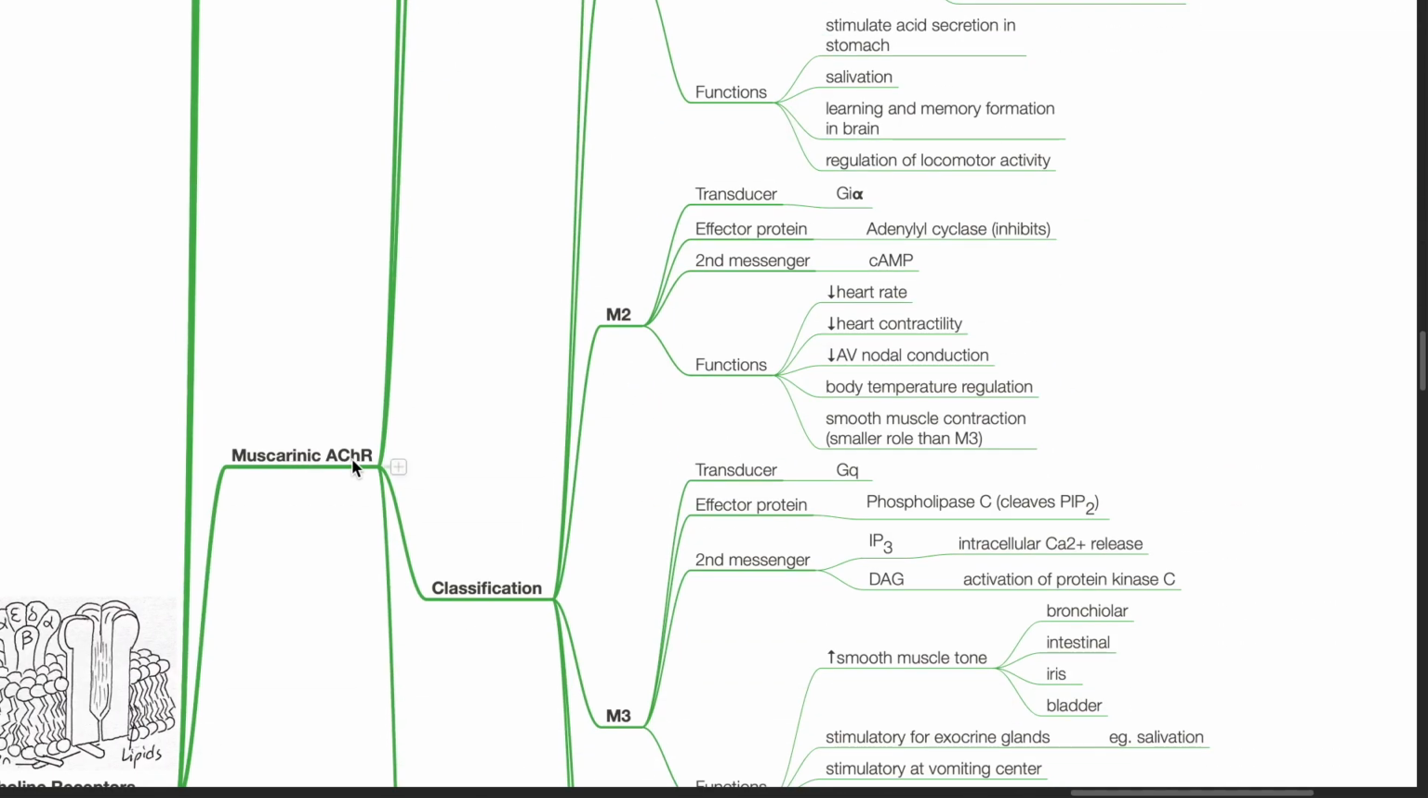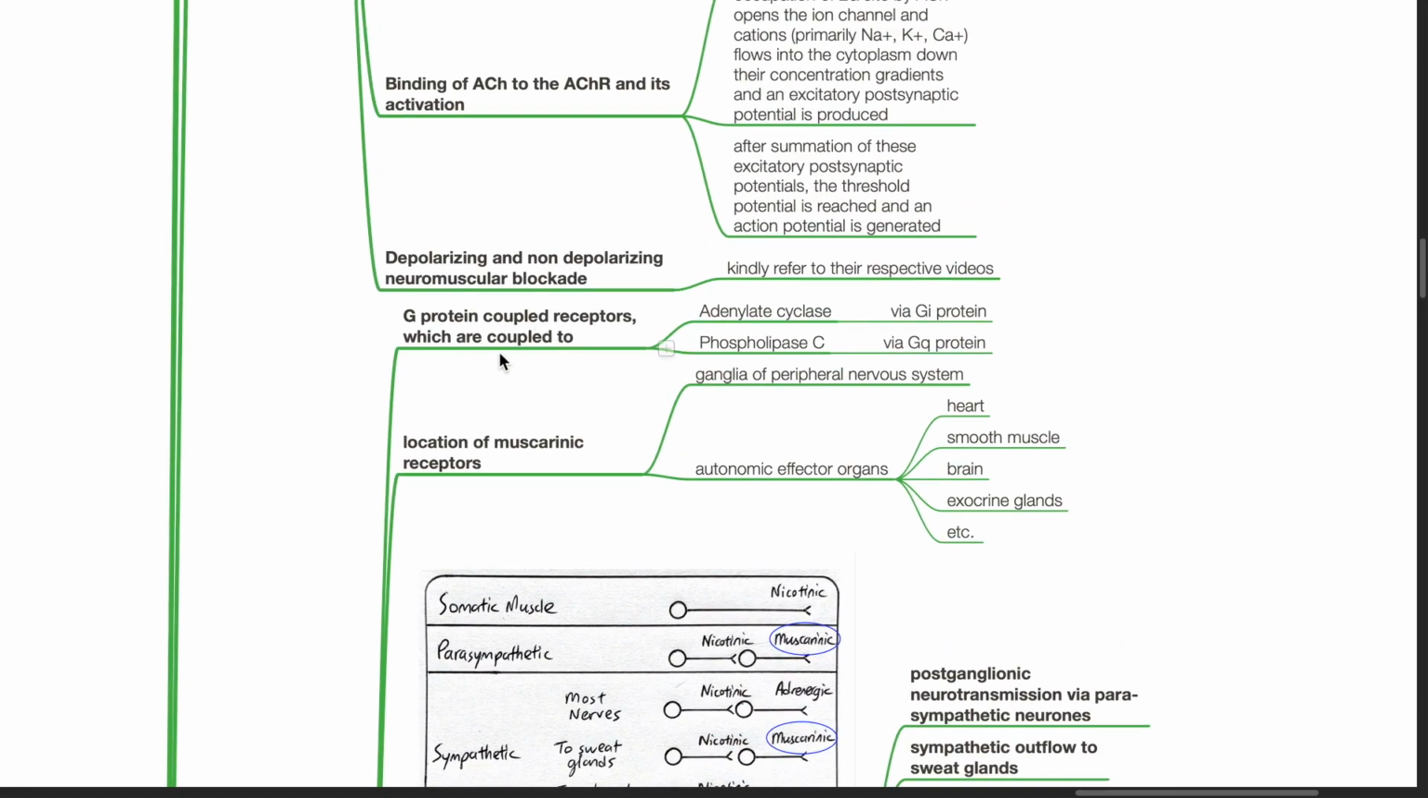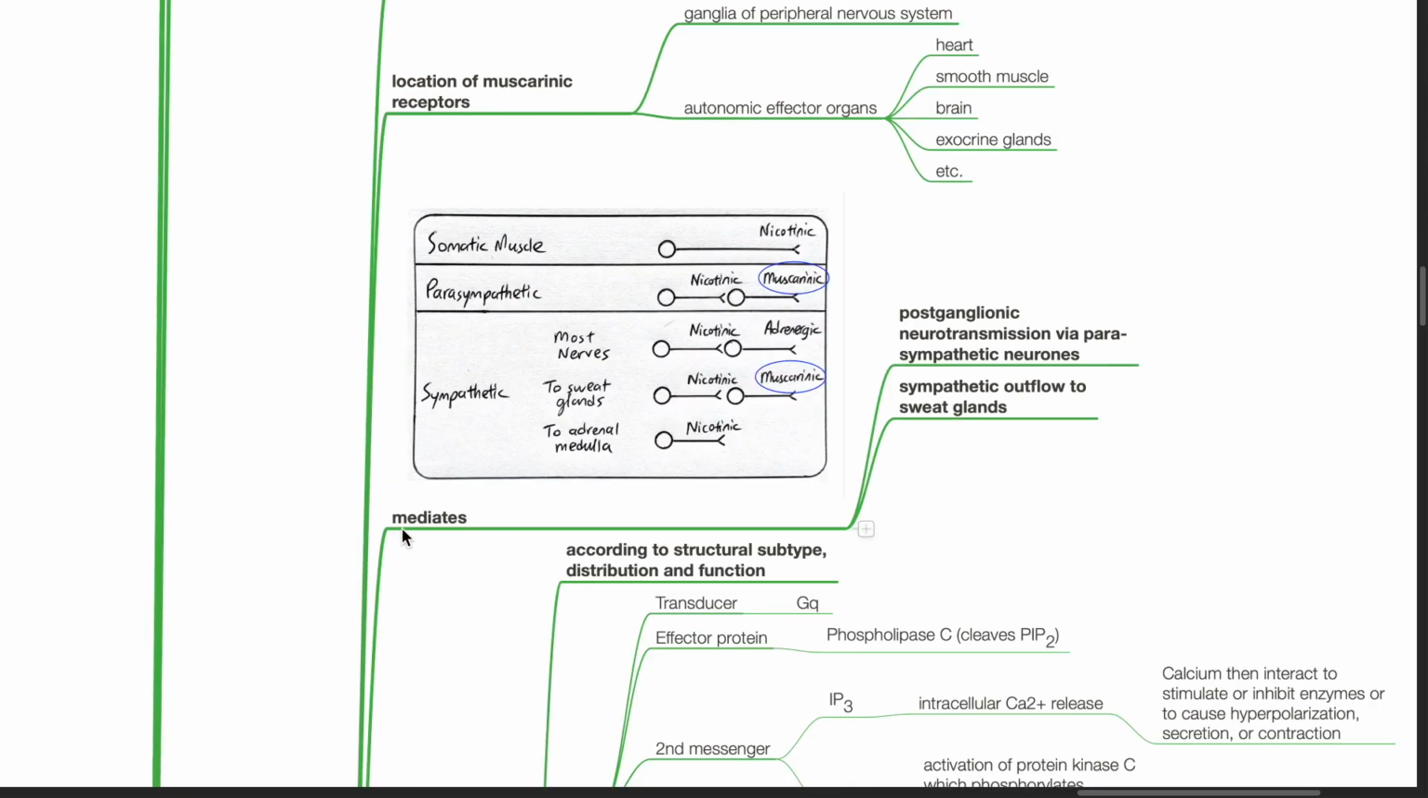Muscarinic acetylcholine receptors. These are G-protein coupled receptors, which are coupled to adenylate cyclase via Gi protein or phospholipase C via Gq protein. Location of muscarinic receptors. These are located at ganglia of the peripheral nervous system and autonomic effector organs such as the heart, smooth muscle, brain, exocrine glands, etc. Muscarinic receptors mediate postganglionic neurotransmission via parasympathetic neurons and sympathetic outflow to sweat glands.